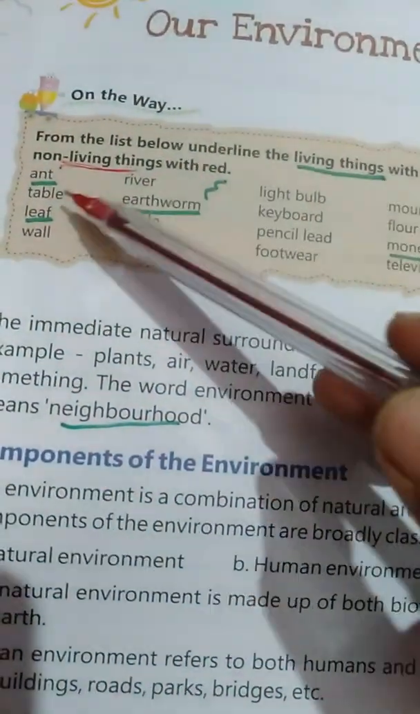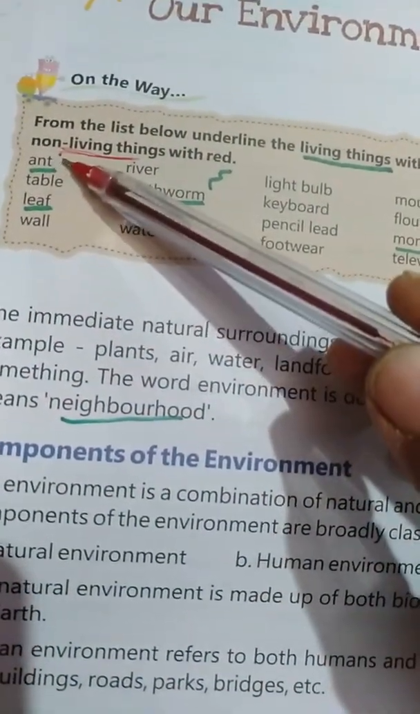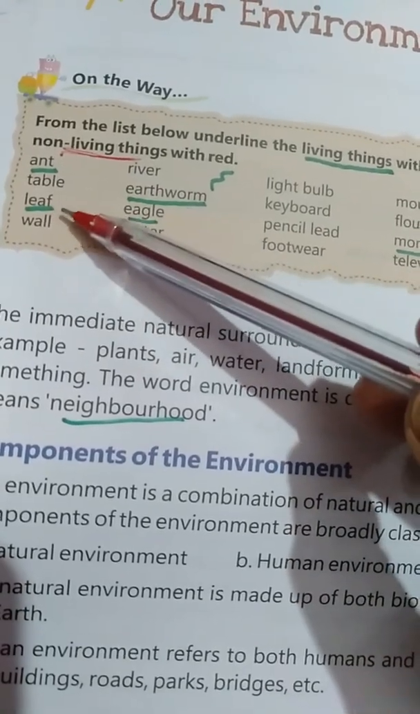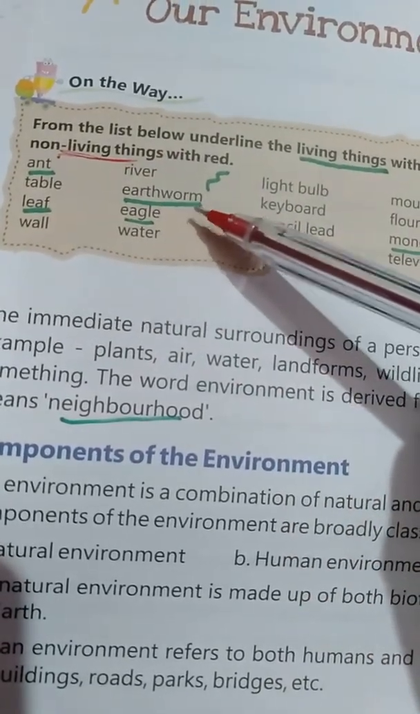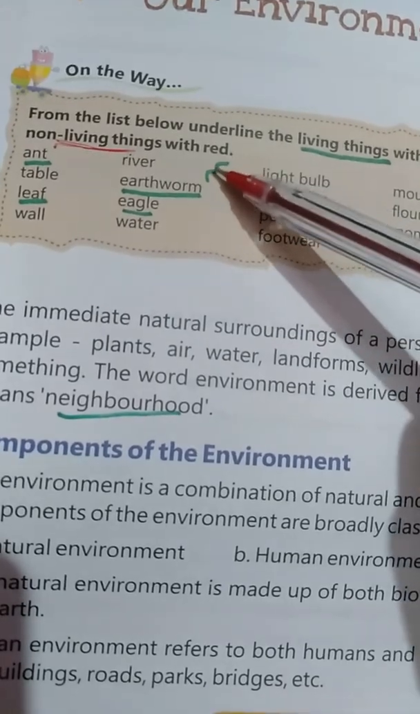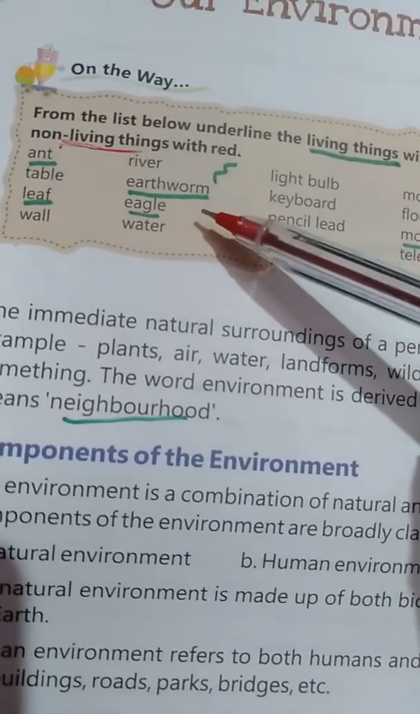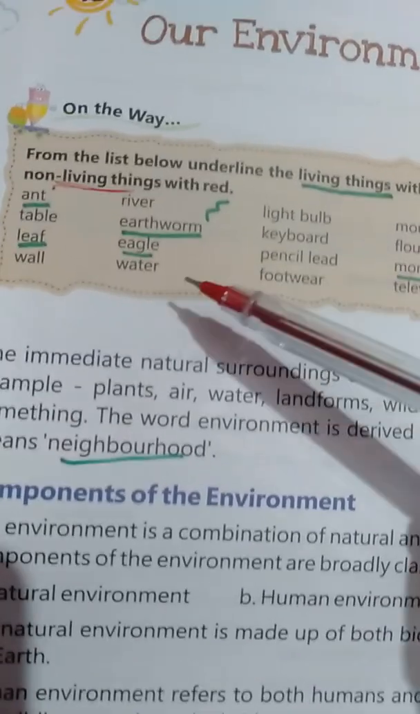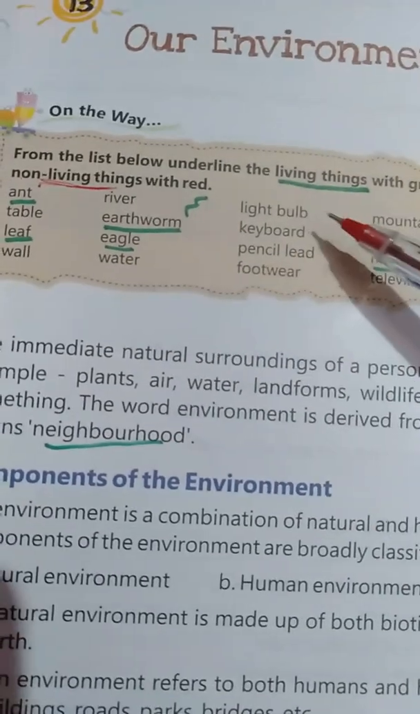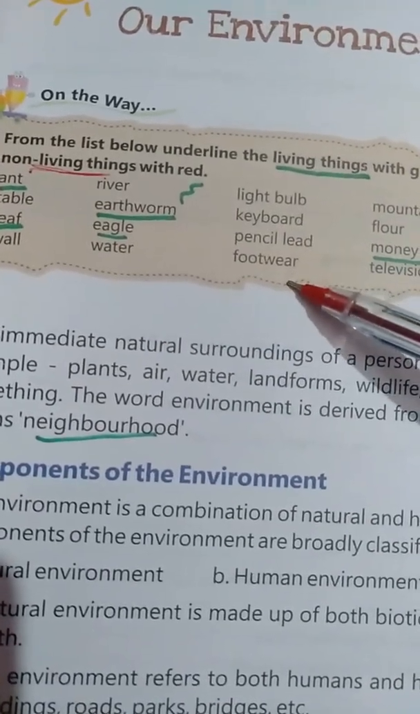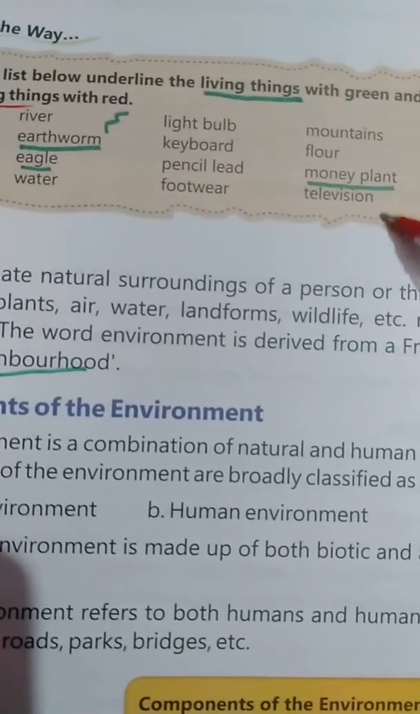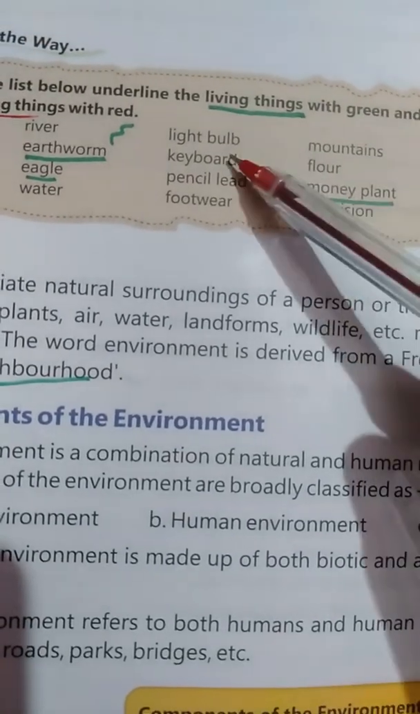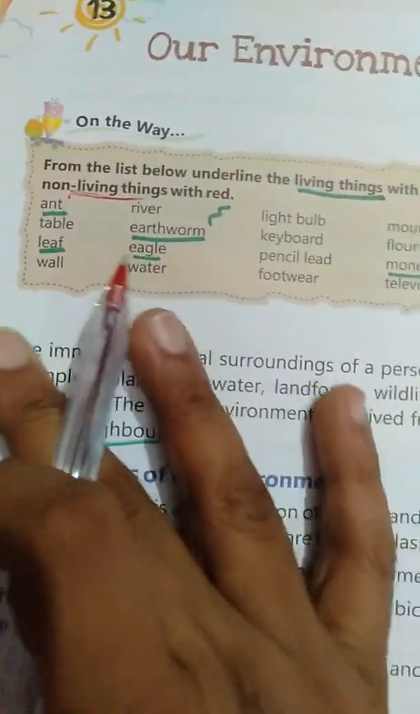So living things here, see this row, we have ant, leaf, and this side we have earthworm. Earthworm is a snake-like insect. After the rainfall you can find it in the ground. Eagle. This side there is no living thing. This side we have the money plant. So the rest of the things, let's try to underline and find out.